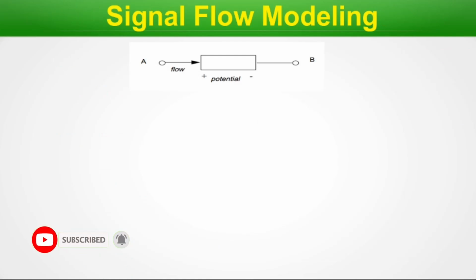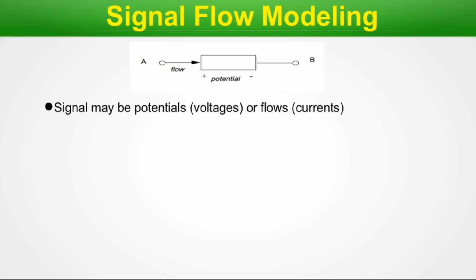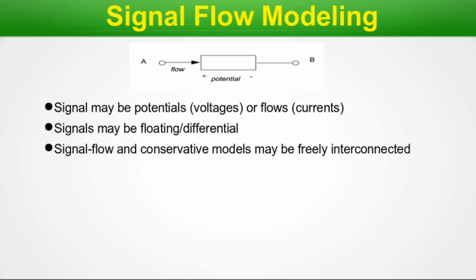Signal flow modeling. This is another modeling approach apart from the conservative modeling that we just talked about. In the picture we can see from A to B there is a flow, and a potential is flowing. In signal flow modeling, signals may be potential, that is voltages, or flows, that is currents. Signals may be floating or differential. Floating, we know, is a dangling condition, and differential is a mathematical expression. Signal flow and conservative models may be freely interconnected.